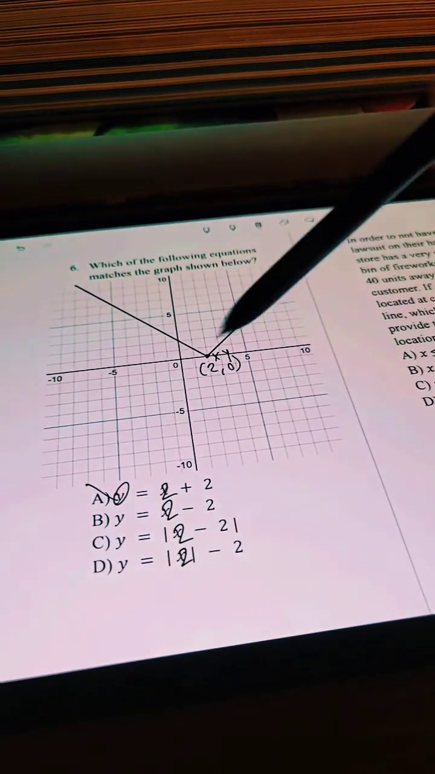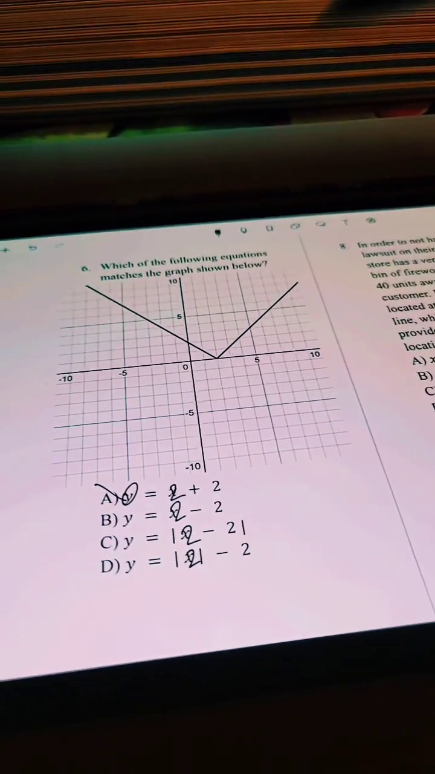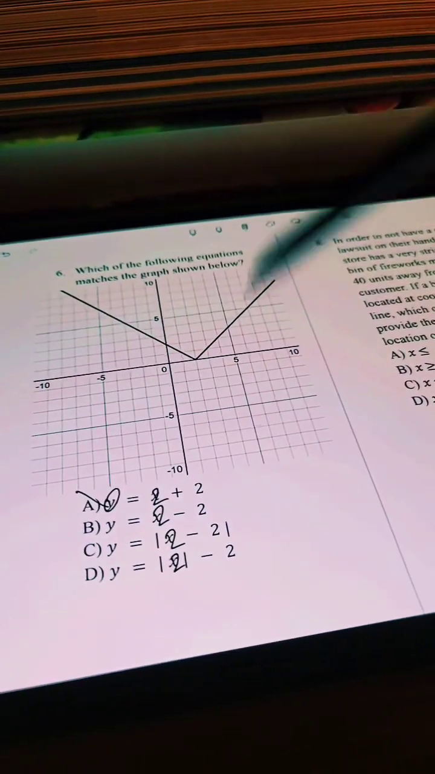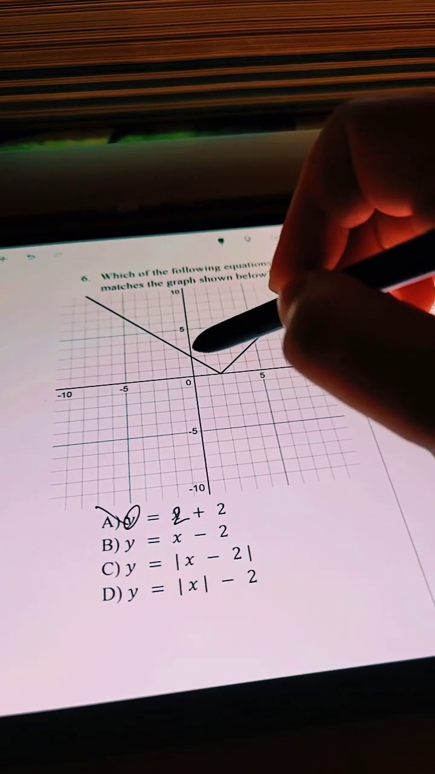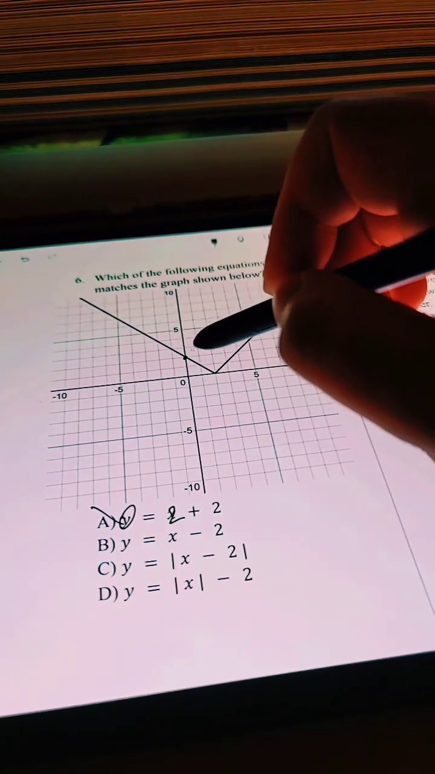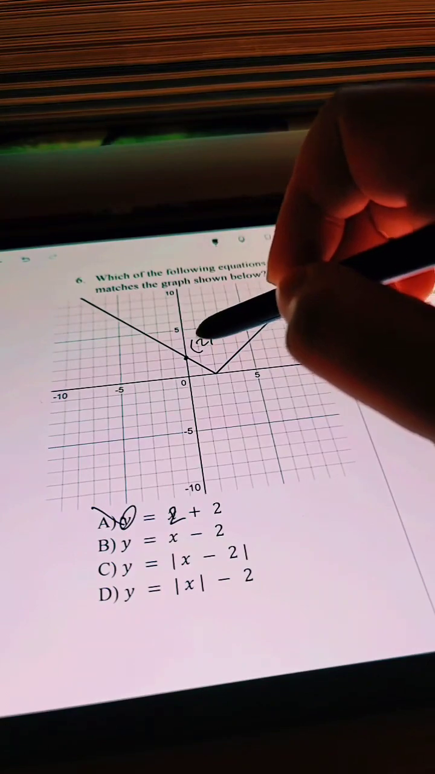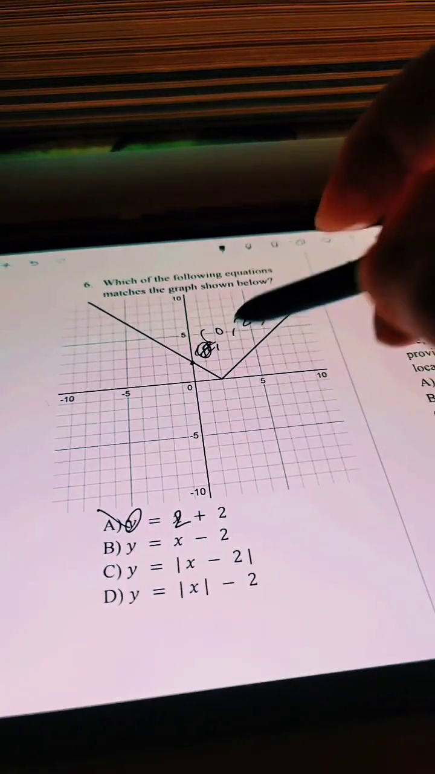So then you would have to pick another point. Again, I know it's not the most efficient method. We would typically use the parent function, but most people don't have that memorized by test day. So I'm showing the other way. So then what I'm going to do is maybe I'll pick this point right here, 0, 2.